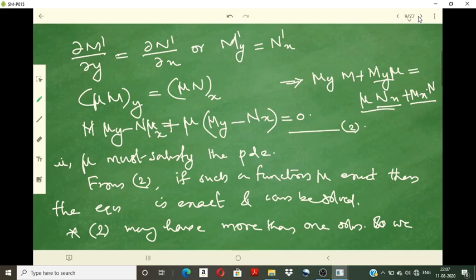But here, mu is a function of x and y. It can be a function of x, it can be a function of y, that is also possible, but in general mu is a function of x, y.